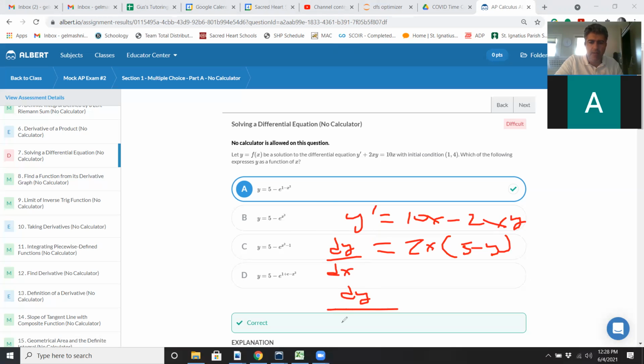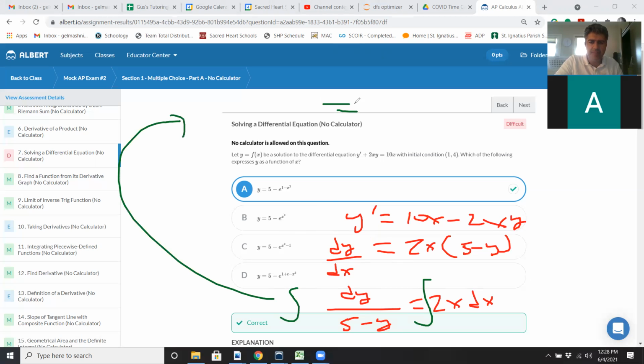So dy over 5 minus y equals 2x dx. You integrate it, you get 2x squared over 2 plus c, and that's natural log of 5 minus y. However, you got to put a negative to the left as well. And those cancel.